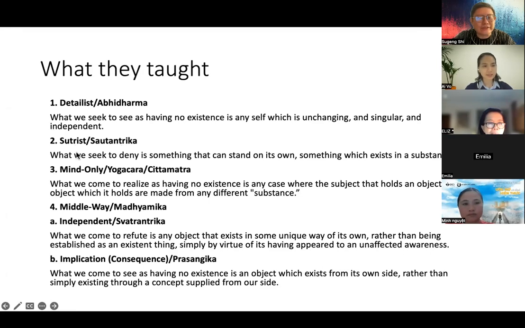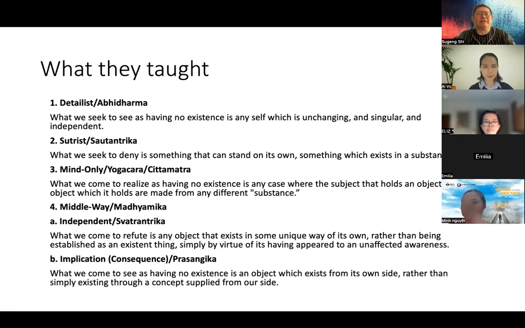Okay, so to the sutras, what we seek to deny is something that can stand on its own, something which exists in a substantial way. What does it mean? Listen carefully. What we seek to deny is something that we can control. Something that we can control, right? Something which exists in a substantial way. Here, the gacha is what? Things, the impossible of things that we can control all the time.